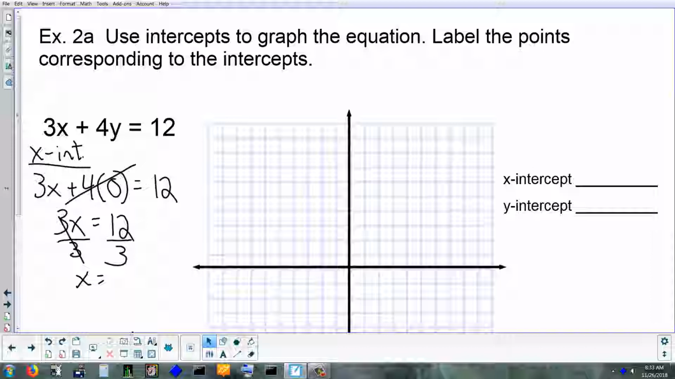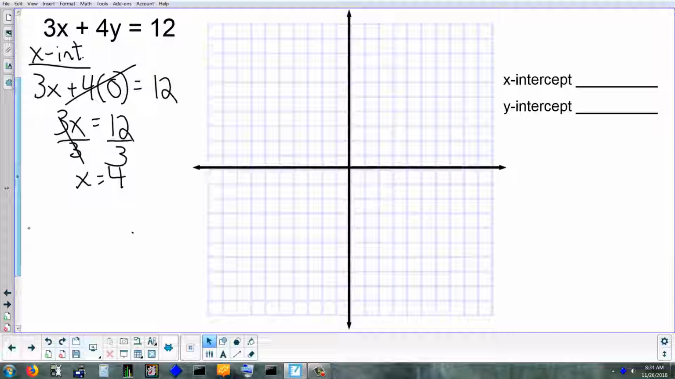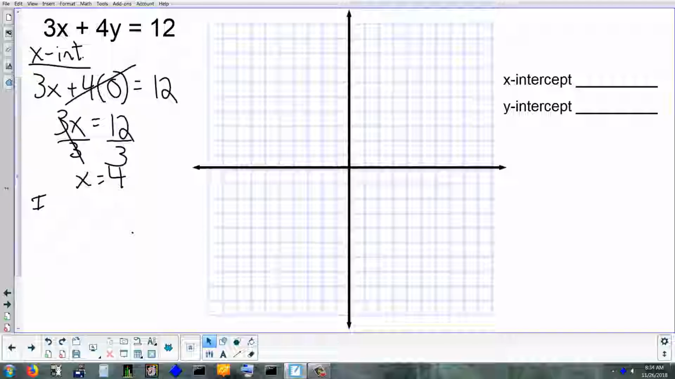Not sure. Somebody help out Dylan for me. Savannah, what's x going to be? 4. Alright? So x will equal 4. So that's going to be my x-intercept. Now, I'm going to solve for my y. Y-intercept.